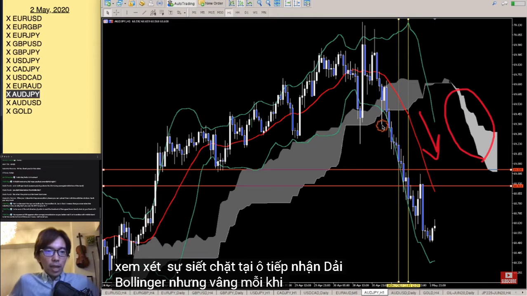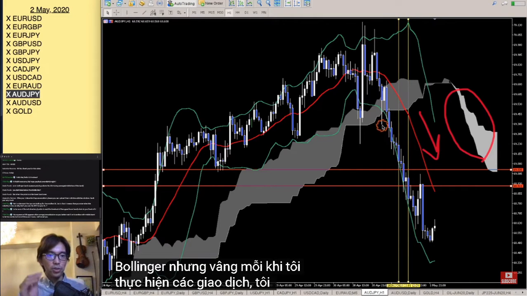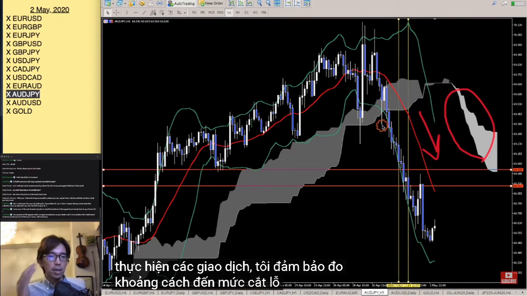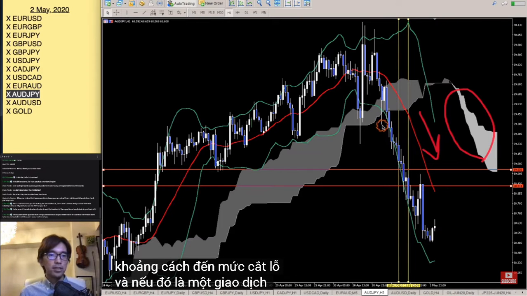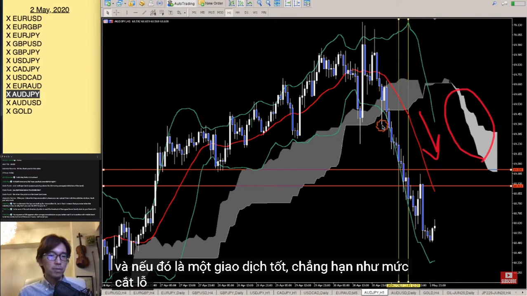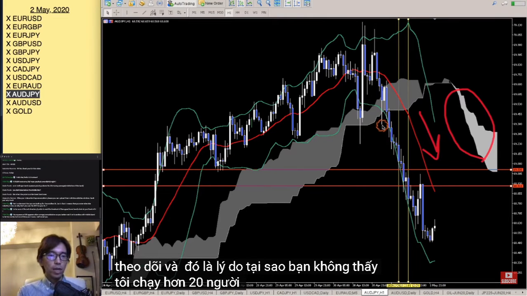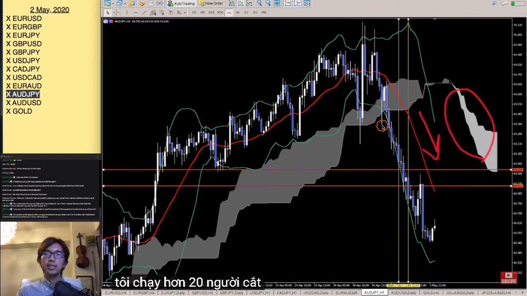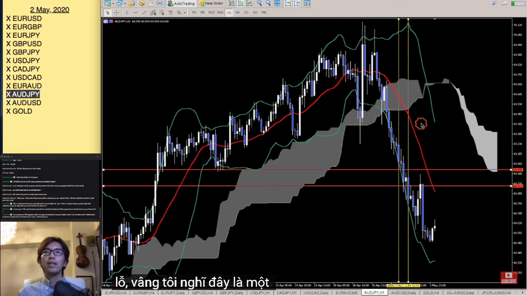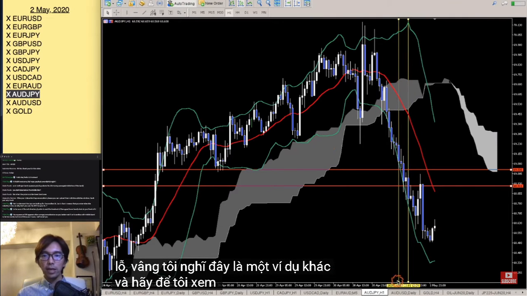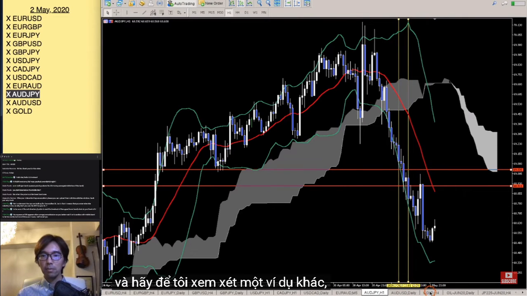But every time I take trades, I make sure to measure the distance to the stop loss, and if it's a good deal, like less than 20 pips of stop loss, then I take trades. And that's why you don't see me running more than 20 pips of stop loss. So I think this was another good example, and let me take a look at another example.